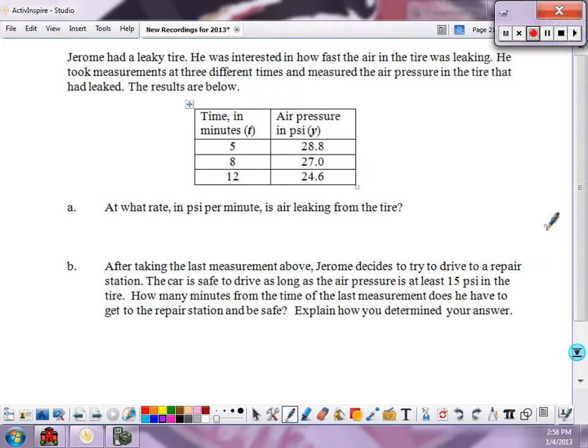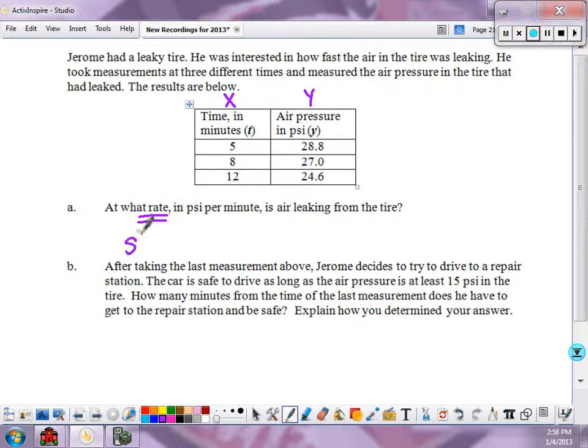Jerome had a leaky tire. He was interested in how fast the air of the tire was leaking. He took some measurements at 3 different times and measured the air pressure in the tire that had leaked. These are the results. So this is the time, or the X values, and this is the air pressure, or the Y values. At what rate?